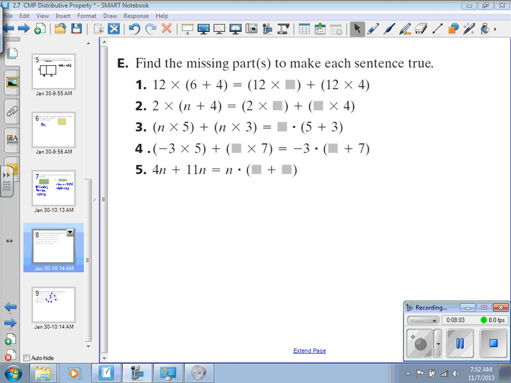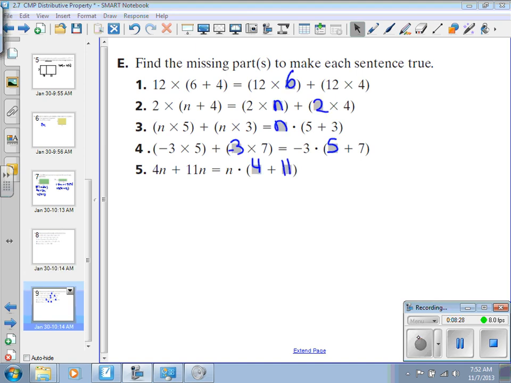Okay, so on this last slide, you need to find the missing parts to make each sentence true. Go ahead and pause your video, copy these down, fill each one in, and then when you are ready, hit play again, and you will get the answers all filled in, and I'll talk you through them all.